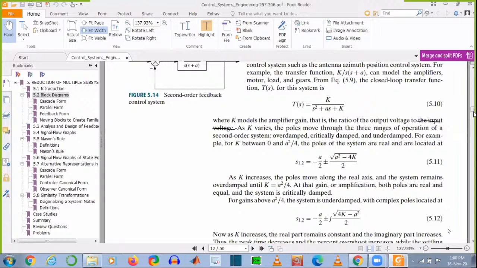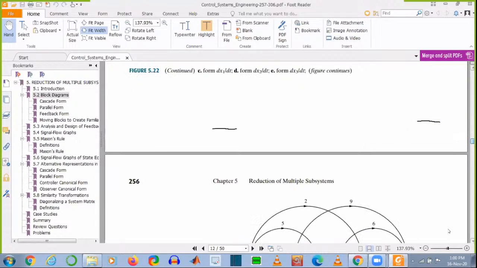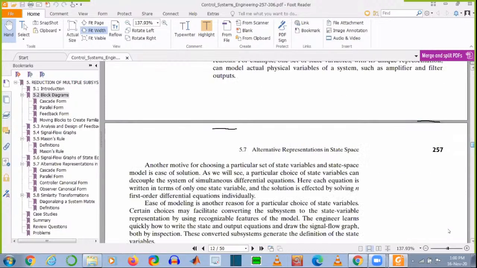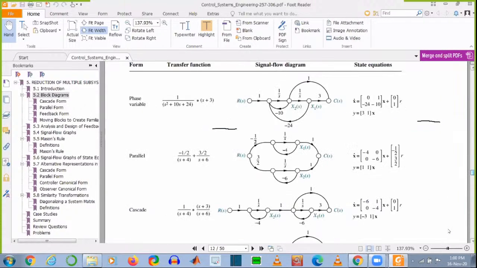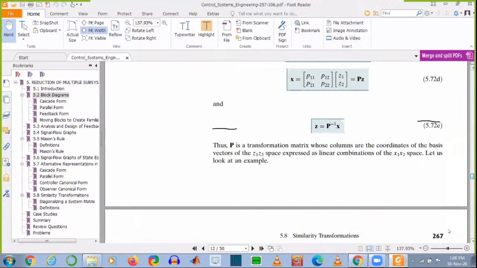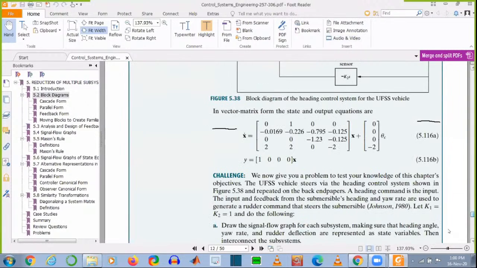And okay, then if you go to the exercise, this is the Mason gain formula. We'll discuss this later. This part we have not discussed yet. Then we'll give you these Mason gain rules. These are the signal flow graph. Signal flow graph part we have not discussed yet. Now let's go to the exercise.